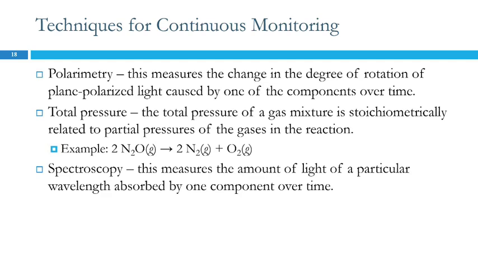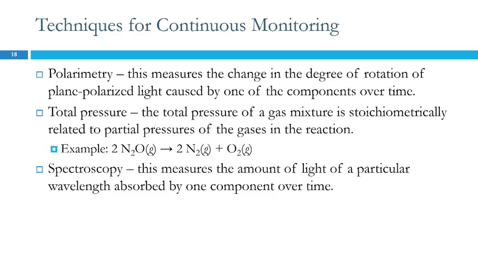If you have a reaction that's occurring as a gas, the reactants are gases and the products are gases, you could measure the total pressure of the reaction chamber, because it's going to be related to the partial pressures of the gases. So here, if we have 2 moles of N2O, that's going to make 2 moles of N2 and 1 mole of O2. When we get to the product, we're going to have 3 moles of gas instead of 2. And so there's a little algebra you'd have to do in there, but you can figure out from the change in pressure how far the reaction went.